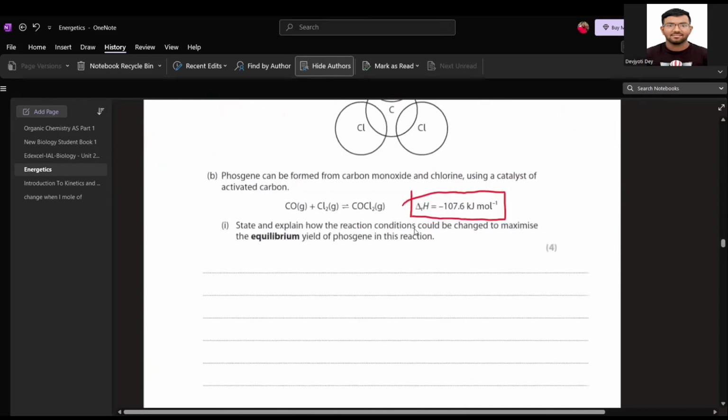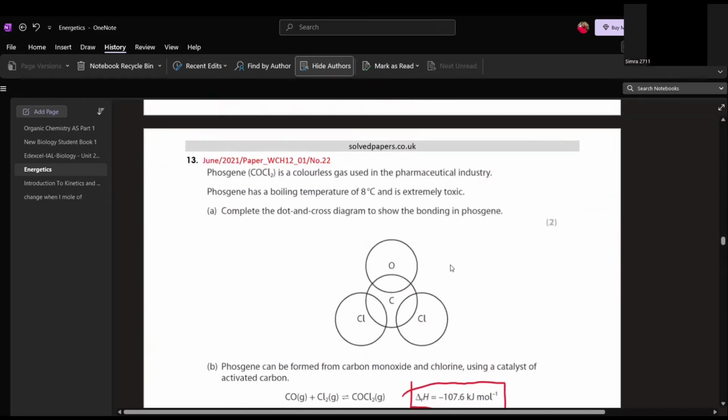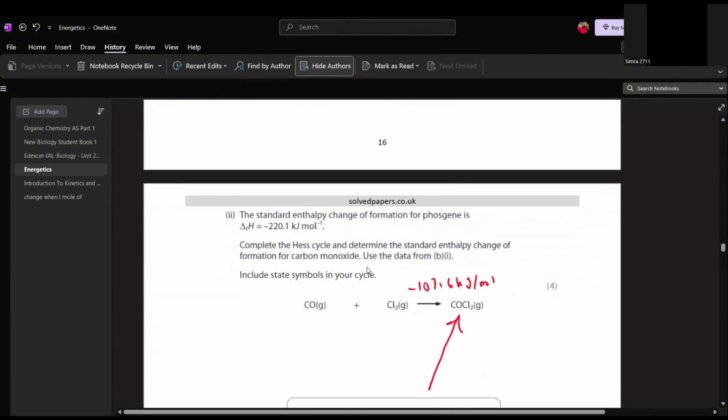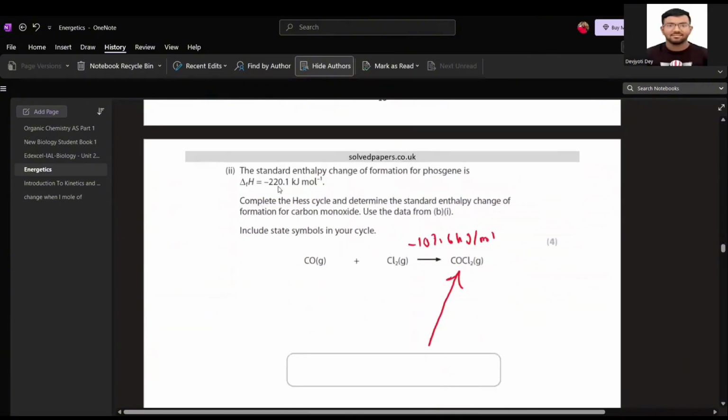And do we use that? Because they give us the enthalpy change for formation of phosgene, and the Hess cycle is for the formation. Yes, but wait 1 minute. Before that, you need to formulate the equation. Since this said to find the enthalpy change of formation of phosgene, according to the definition, what does it mean? That 1 mole of phosgene is produced from its elements at its standard state.